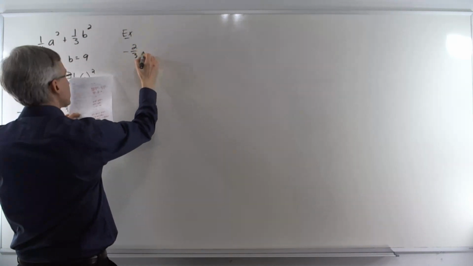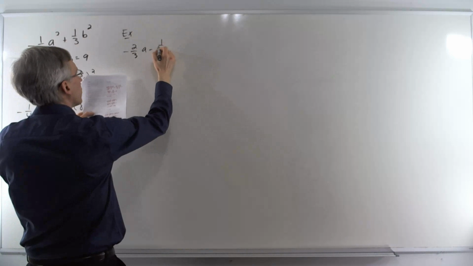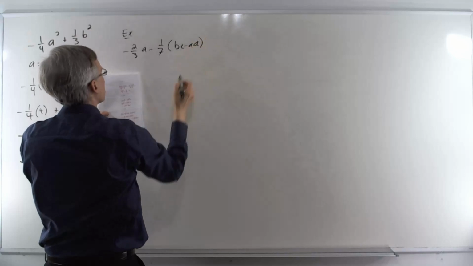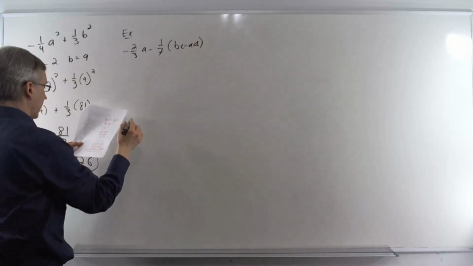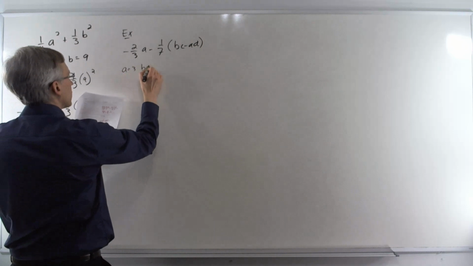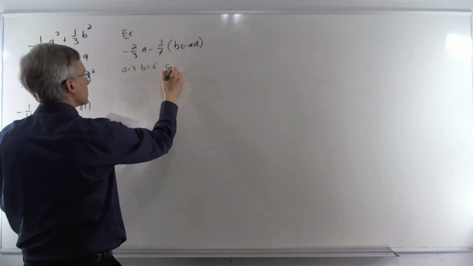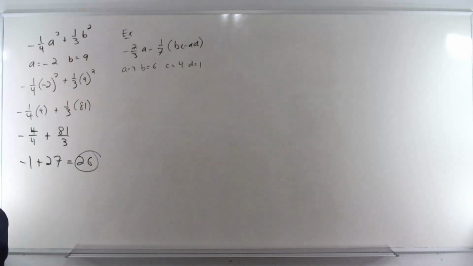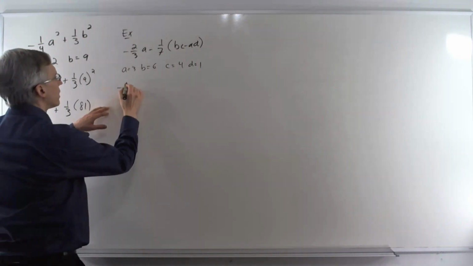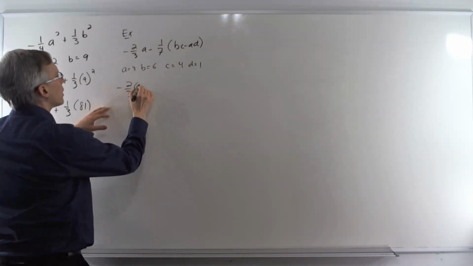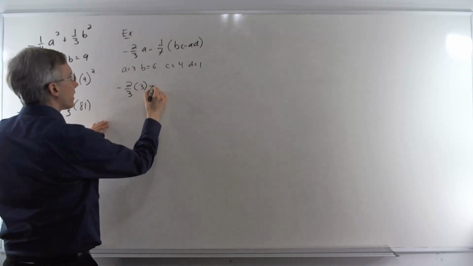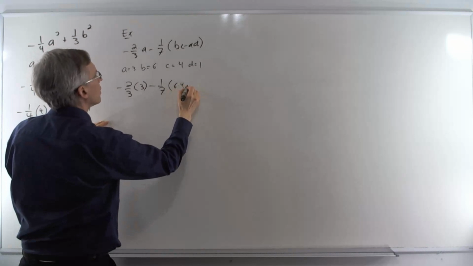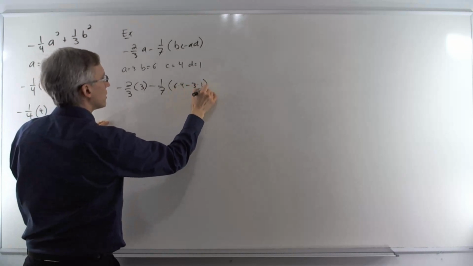We've got negative 2/3 a minus 1/7 times (bc minus ad), and we've got a equals 3, b is 6, c is 4, and d is 1. Plug it in. Negative 2/3 times 3 minus 1/7 times (b times c, so that's 6 times 4, minus a times d).